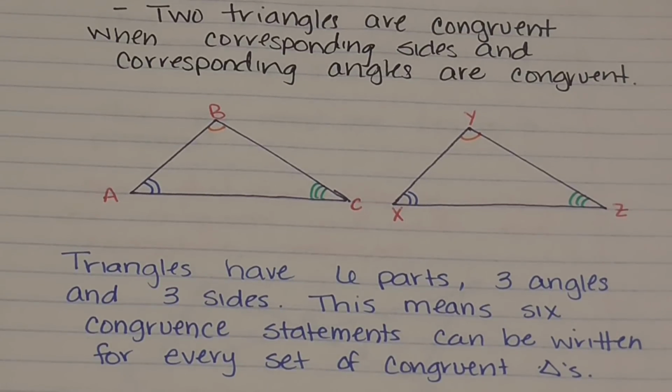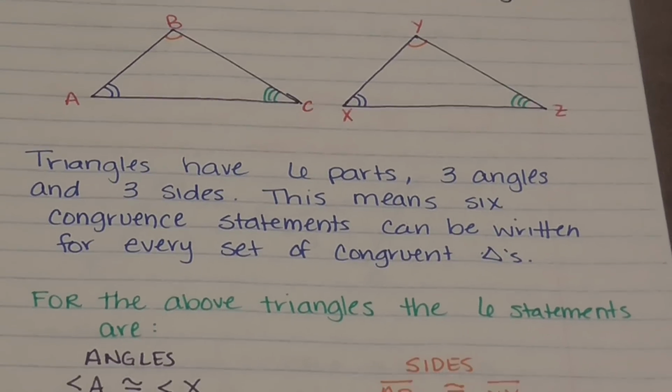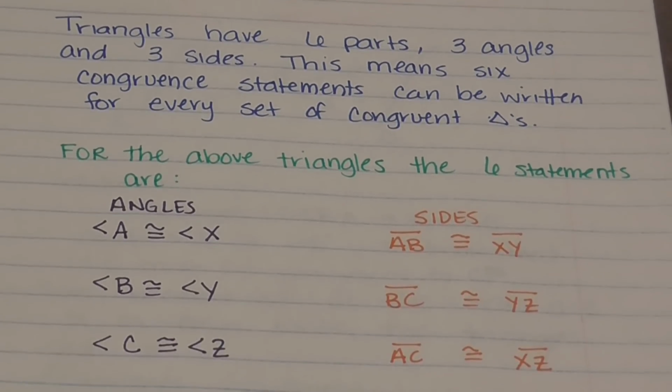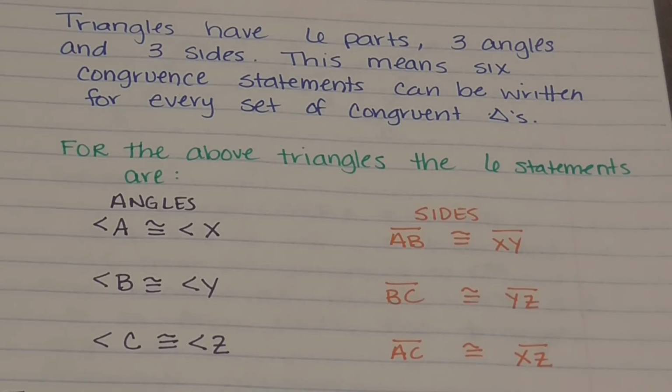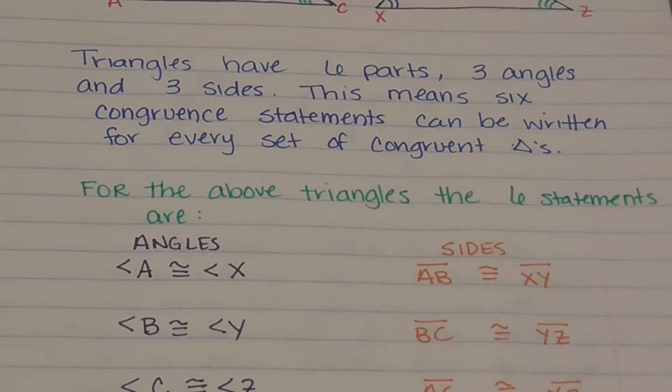Triangles have 6 parts. They have 3 angles and they have 3 sides. So this means that you can write 6 congruent statements for every set of congruent triangles. So for the above triangles, you're looking at angle A is congruent to angle X, angle B is congruent to angle Y, angle C is congruent to angle Z. In addition to that, you've got side AB is congruent to side XY. Side BC is congruent to YZ, and side AC is congruent to XZ. So all the corresponding parts are congruent to each other.